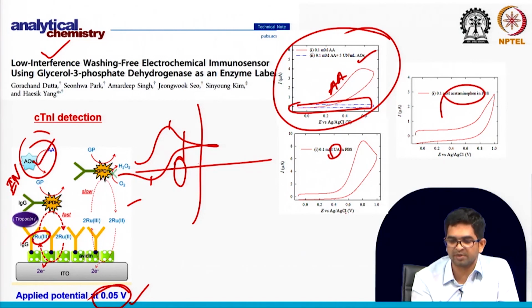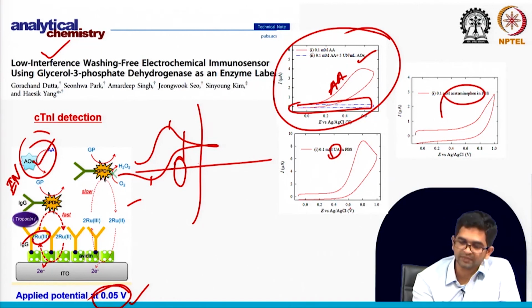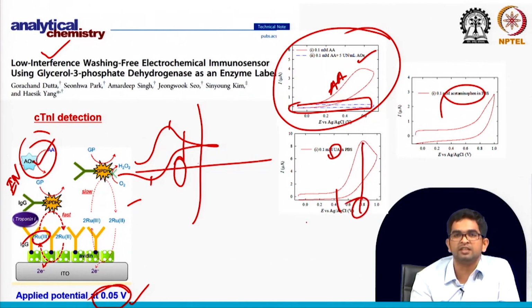But see the cyclic voltammogram. You have to check a cyclic voltammogram for those interfering species. See, uric acid oxidizes around 0.4 volt. They start, and in this area they are fully oxidized. Acetaminophen oxidizes at a very high potential.